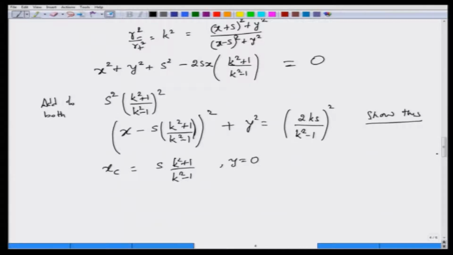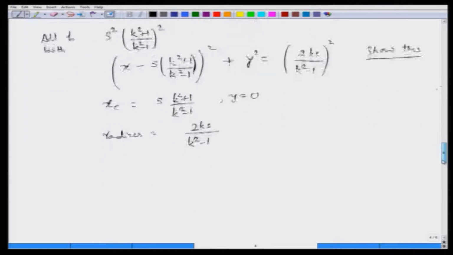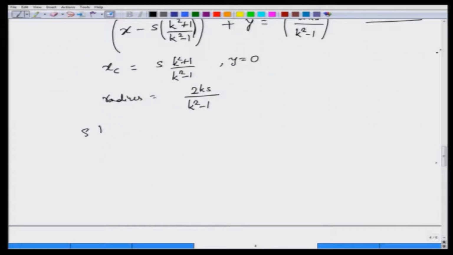This is the center of the circles, and their radius is given by 2ks divided by k² - 1. Okay. We denote s(k² + 1)/(k² - 1) as some h. That would be the center of the circles that we are going to consider, and the radius, which we will denote by a, is 2ks/(k² - 1).